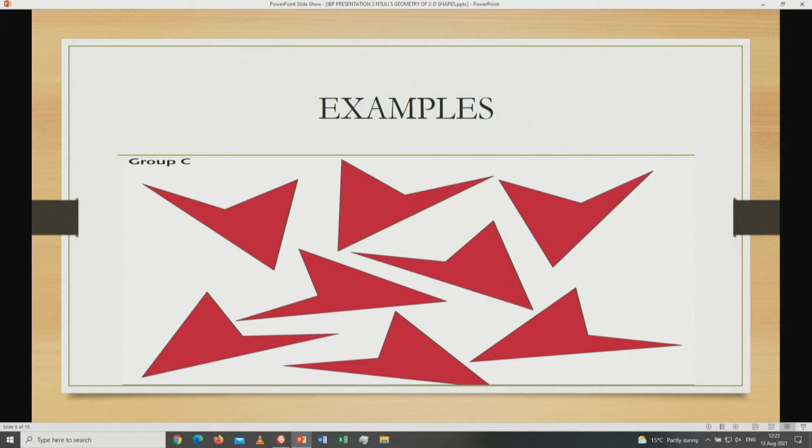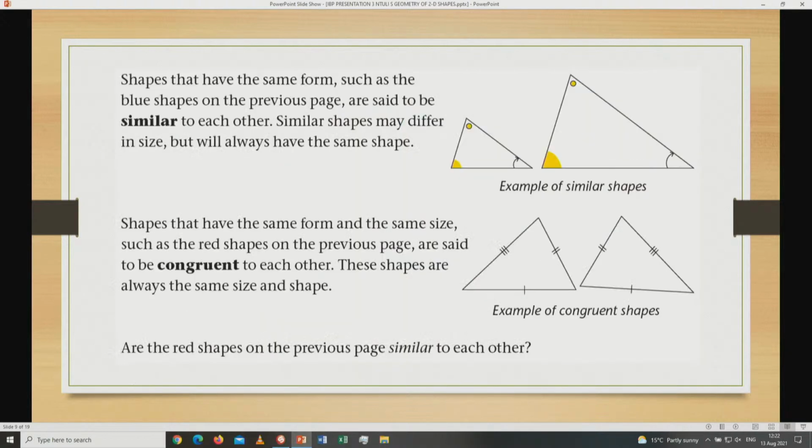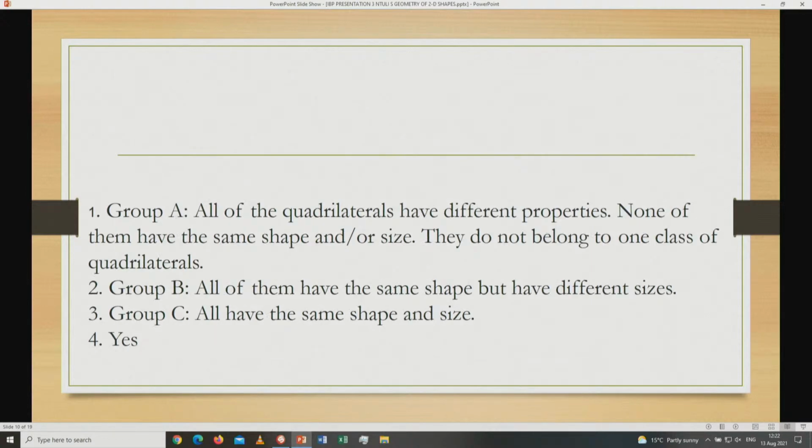So guys, it is very important that we get the difference between similarity and congruency. Congruent: same size, same shape. Similarity: same shape, different sizes. Right. So we have already covered that.